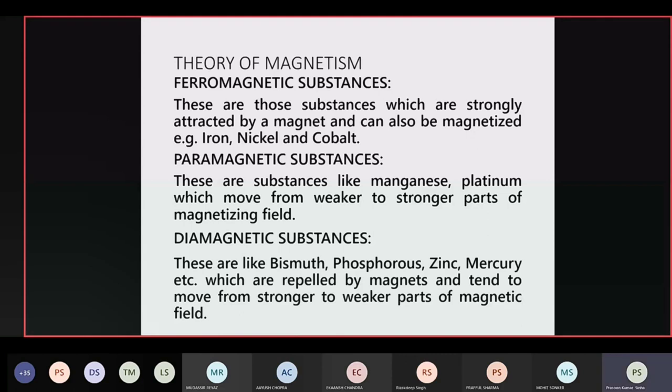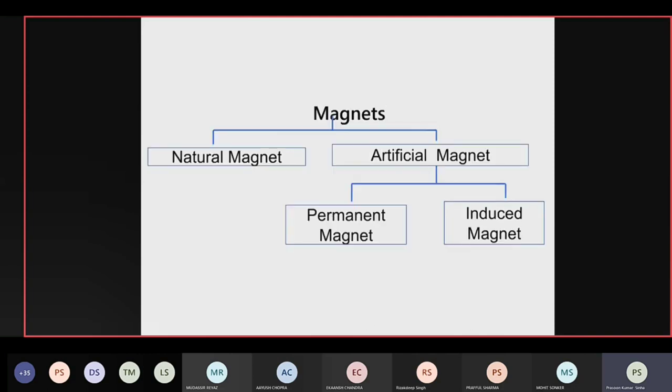Paramagnetic materials are also getting attracted by magnetism. They move from weaker to stronger area, matlab door se nazdeek ki taraf ja raha hai, magnet ki taraf badh raha hai, magnet ke nazdeek lines mein magnetic field is strong. Diamagnetic material on the other hand is getting repelled, bismuth, phosphorus, zinc, etc. So the three types of magnetic substances.